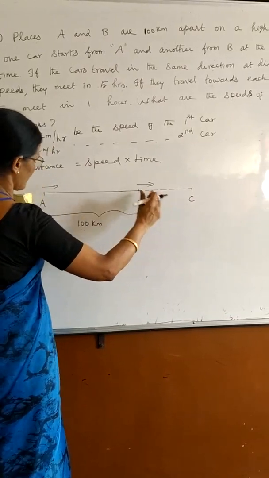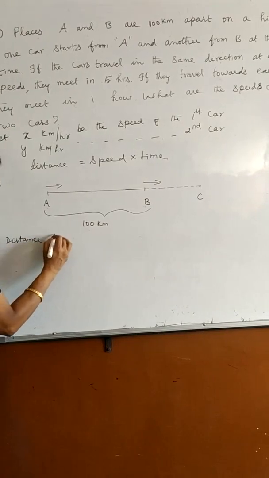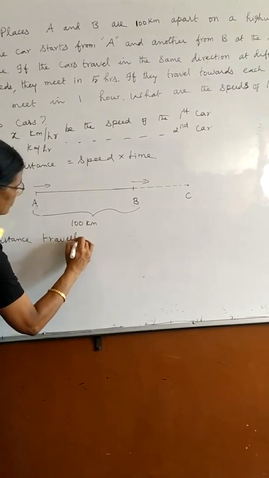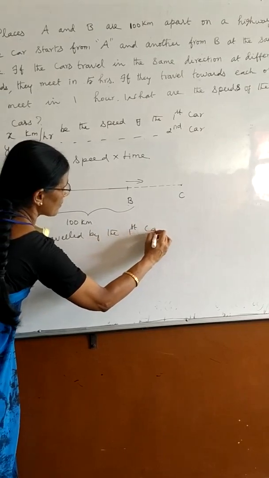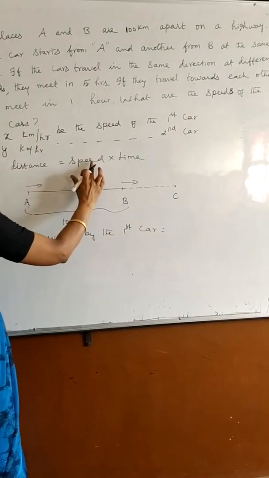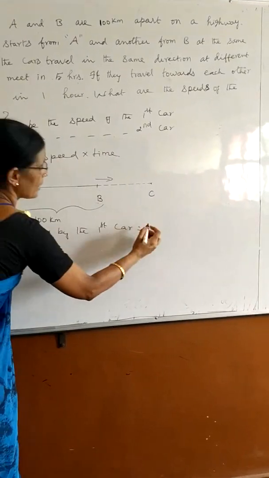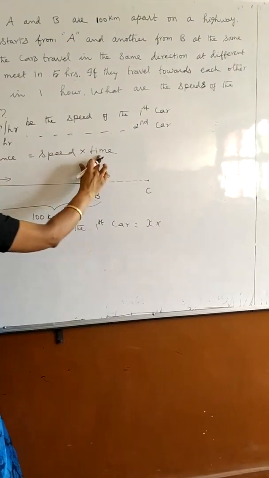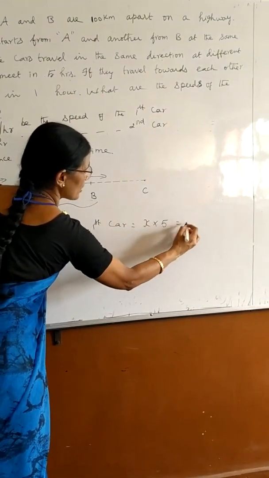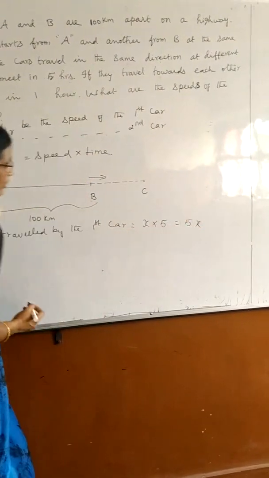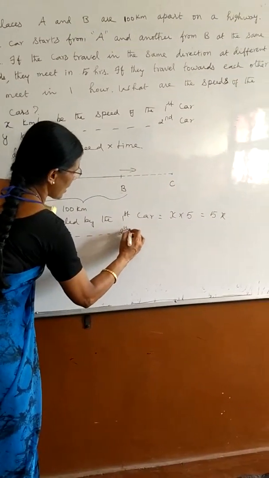It is BC, right? So distance travelled by the first car. What is the formula we are going to use? Speed into time. What is the speed for the first car? It is x. What is the time taken to reach the point C? It is 5, given in the question, which is equal to what? Equal to 5x.